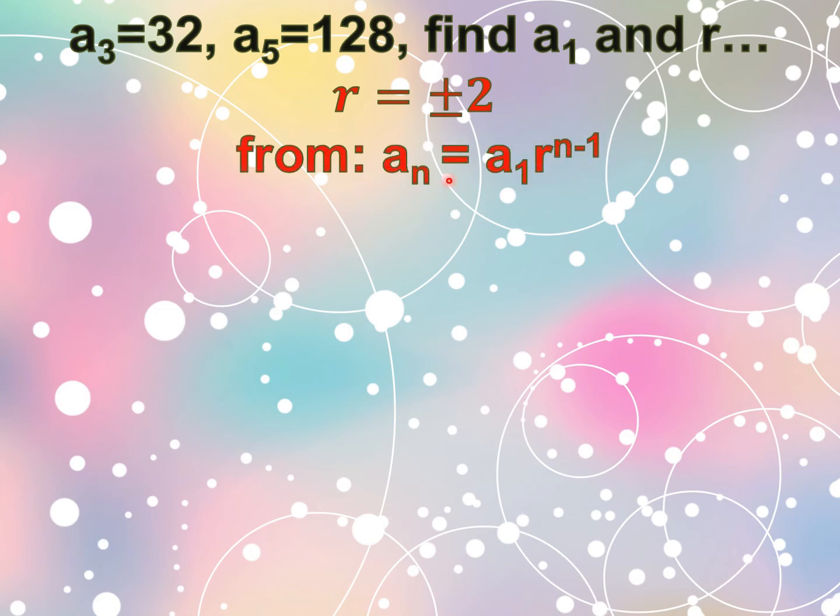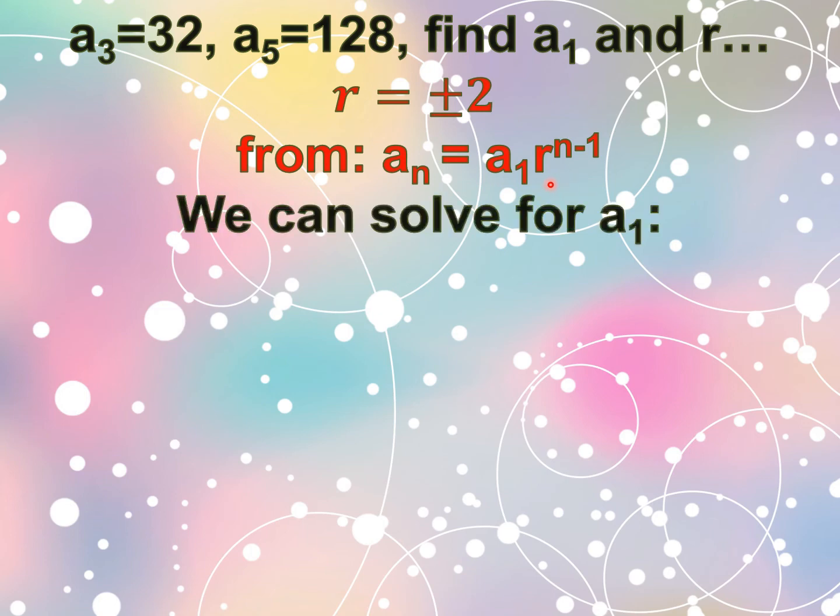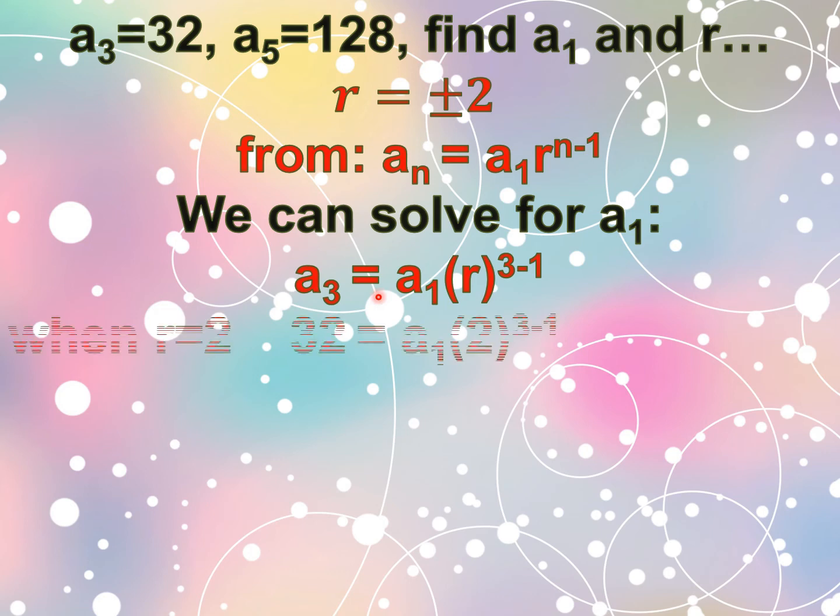Using the nth term na a sub n is equal to a sub 1 times r raised to n minus 1, gamitin natin yung a sub 3 sa pag-solve ng a sub 1. Yung a sub 3 natin, ang kanyang nth rule ay a sub 1 times r raised to 3 minus 1 dahil third term siya. So, palitan natin yung value ng a sub 3 which is 32. So, yung 32 ang ipapalit natin dito sa left side and then yung r na 2. Gamitin muna natin yung positive 2.